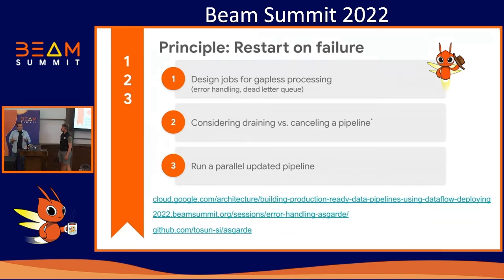So draining means that you will be fully processing all the data that you have already flying throughout the pipeline. Like the watermark will be pushed to infinity, all the windows will be closed, all the data that was inside those windows will be processed, the output will be written, etc. Okay. Whereas if you are canceling, anything that is currently not fully processed will just stop, okay, and then you will have data losses. Okay, so canceling a pipeline, it's faster, but you will lose data.